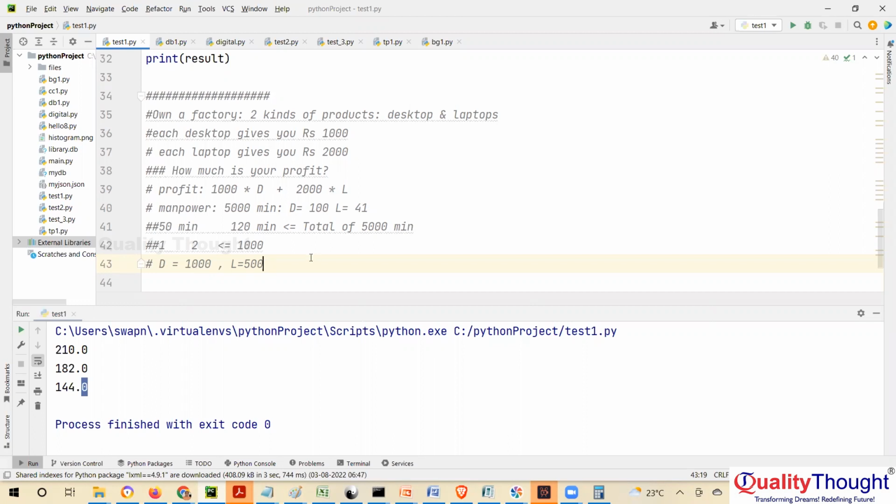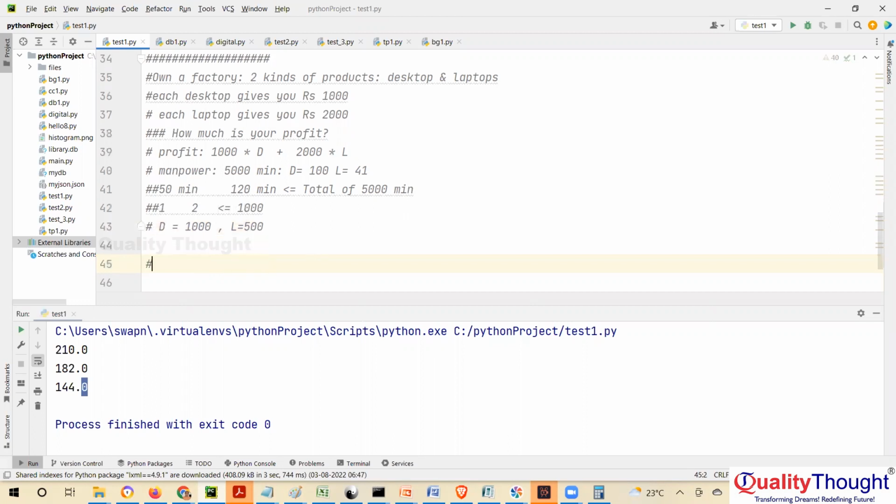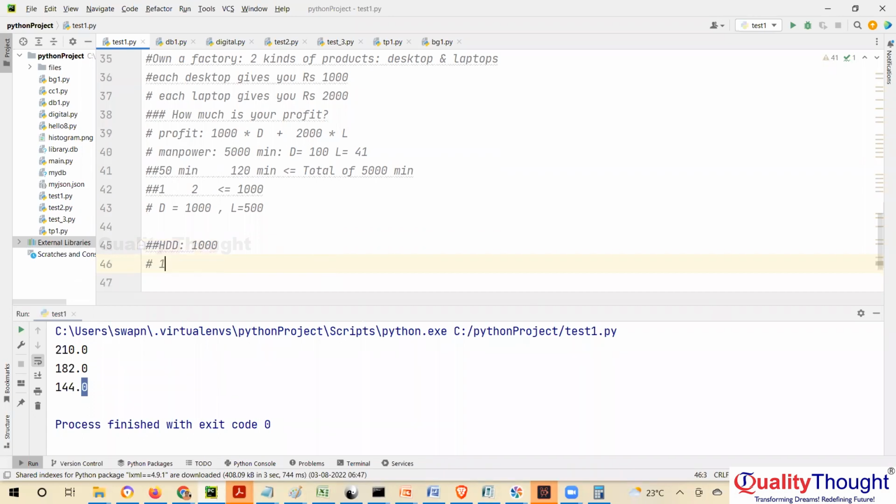Let's put one more condition: hard disk. Let's say you have 1,000 hard disks, and both take one hard disk: one hard disk for a desktop, one hard disk for a laptop. That means you can make a maximum of 1,000 desktops and 1,000 laptops, right?